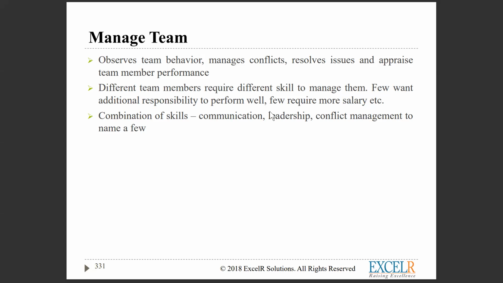So that's where all your leadership and conflict management comes into the picture. That's where you become a good leader. A good leader is responsible for how you are taking care of your team members.